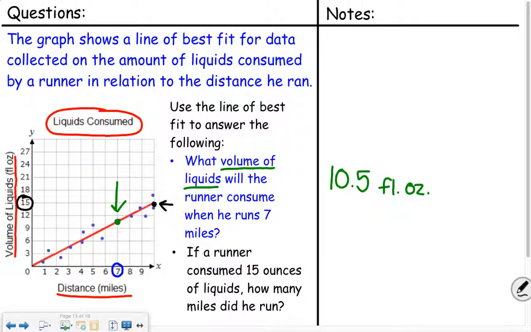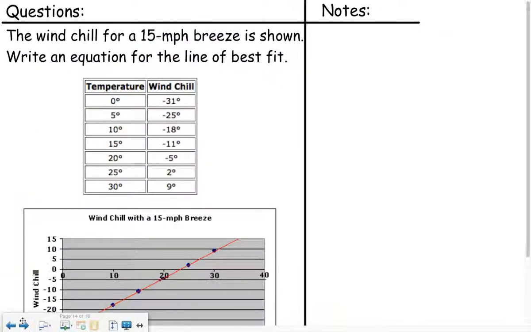Well, we don't have a number here, but you can see we're counting by ones. So this would be 10. So that would mean he ran 10 miles if he consumed 15 ounces of water. So that is how our line of best fit can help us make predictions.